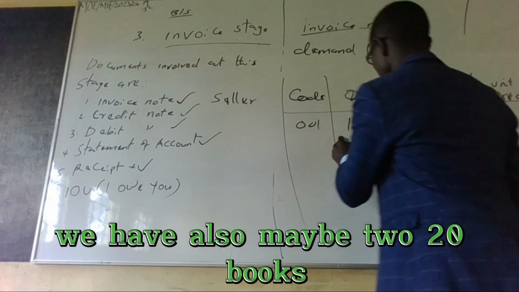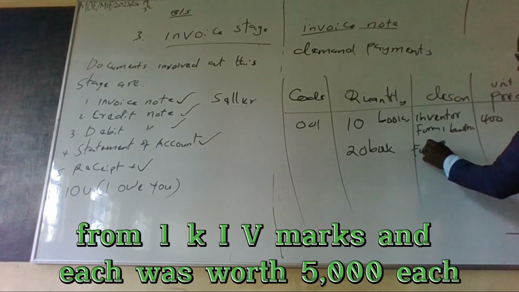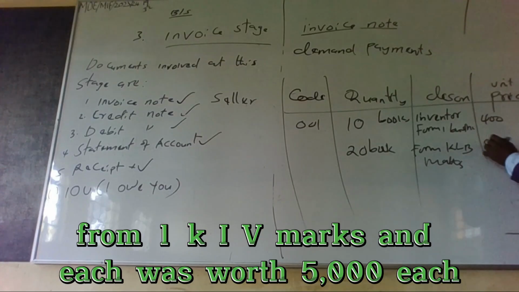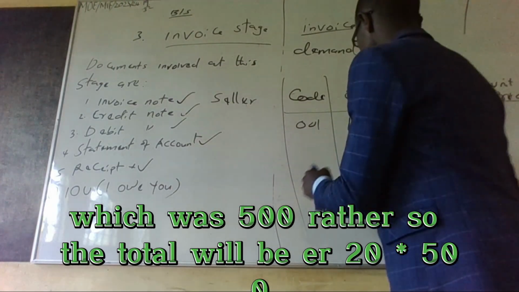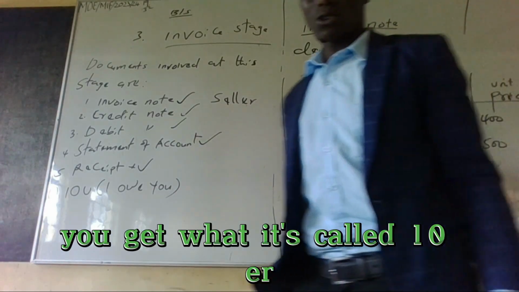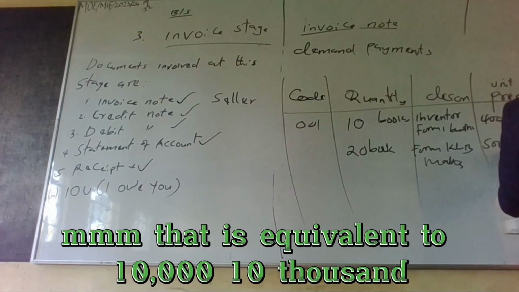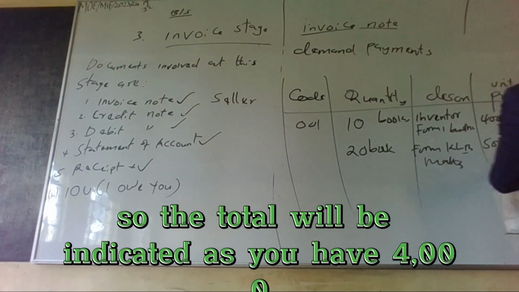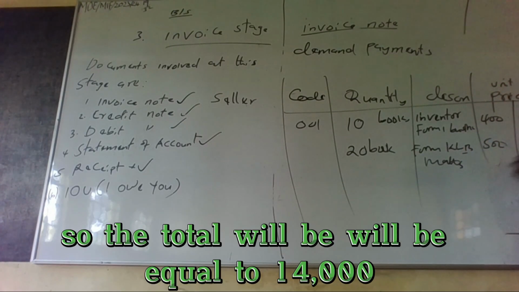We have also maybe 20 books, Form 1, KLB, maths, and each was what? 500. So the total will be 20 times 500, which is equivalent to 10,000. So the total will be indicated as you have 4,000 and you have 10,000. So the total will be equal to 14,000.